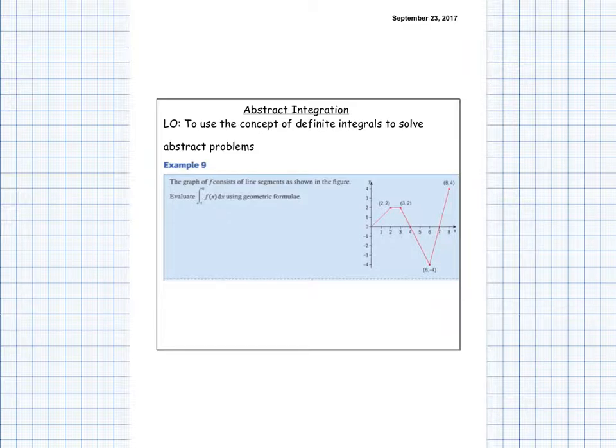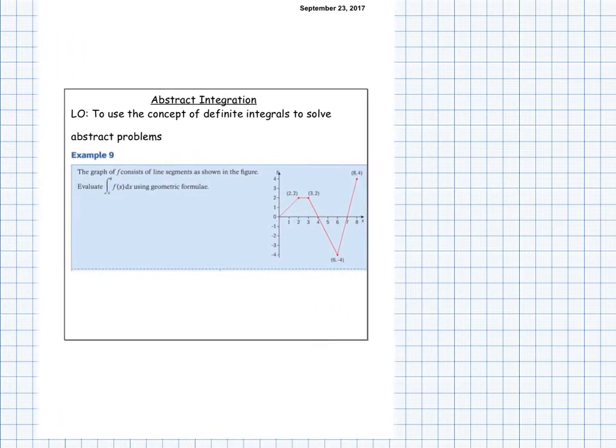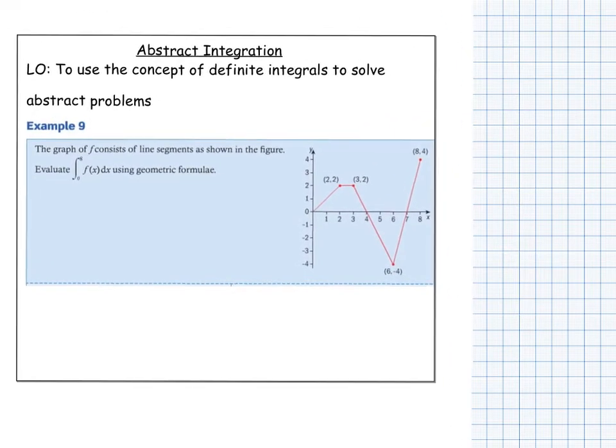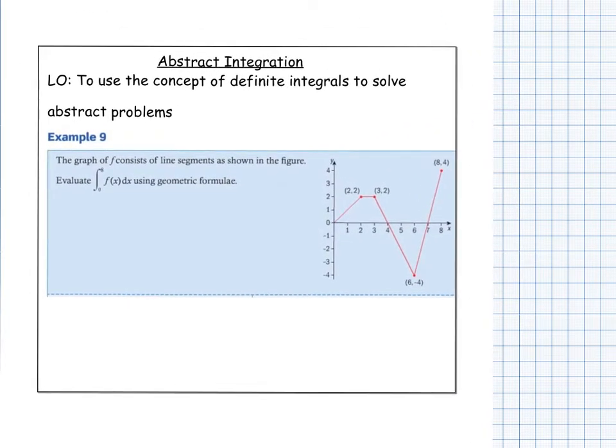Let's get started. This type of integration I've called abstract integration because we're really looking at the concept of what happens when we integrate, as opposed to having a function and integrating it. You'll notice for this question you don't actually have a function. You've got the graph of a function, but we don't have the formula or anything like that.